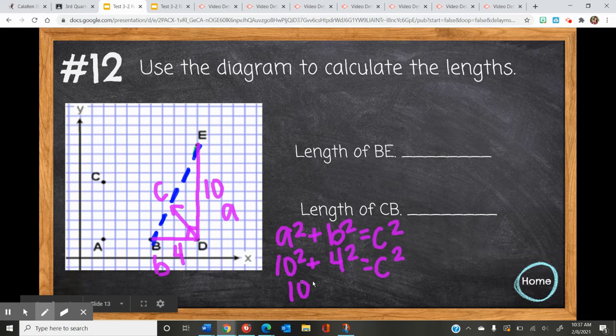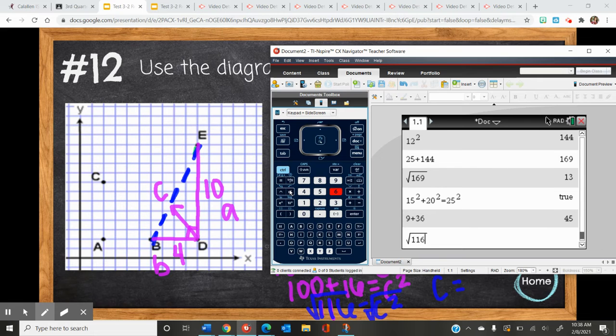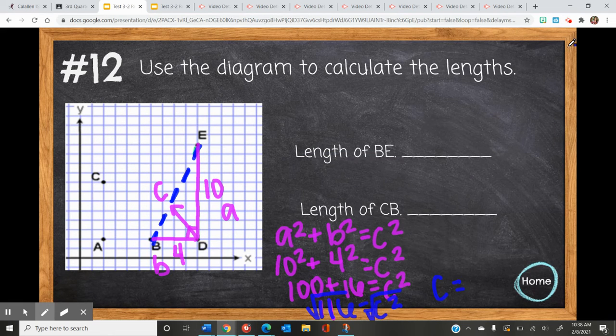Now here, 10 squared is 100, plus 4 squared is 16, and this equals c squared. Now when I simplify this, I get 116 equals c squared. Now right now I need to find the single value of c, so right now it's being squared, so I need to take the inverse operation, which is the square root. So c equals the square root of 116, and I get 10.77. So this tells me that the length right here is going to be 10.8 inches if I were to round to the nearest tenth. Now, I also need to find the length of CB.